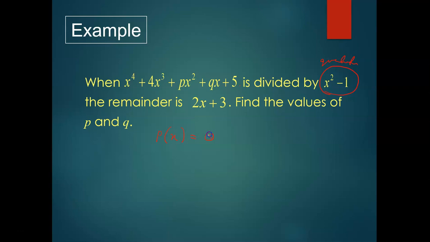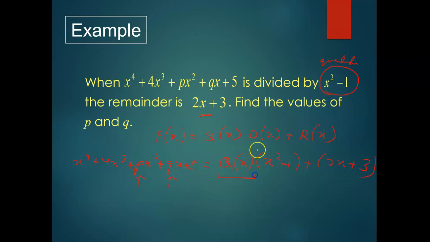P(x) equals Q(x) multiplied by D(x) plus R(x). So what is your P(x)? It is this expression, x^4 + 4x^3 + bx^2 + qx + 5, equals, okay, you don't know what your Q(x) is, but you know your divisor is x^2 - 1, plus R(x). This is your remainder, 2x + 3. So your aim is to find p and q. So how to find p and q?